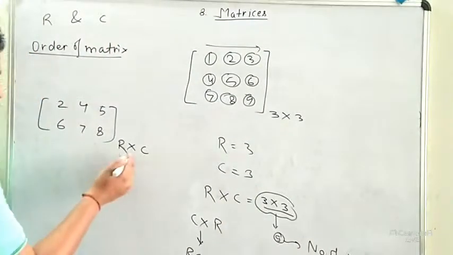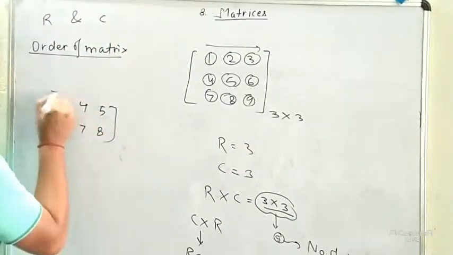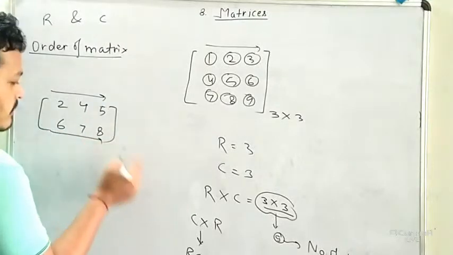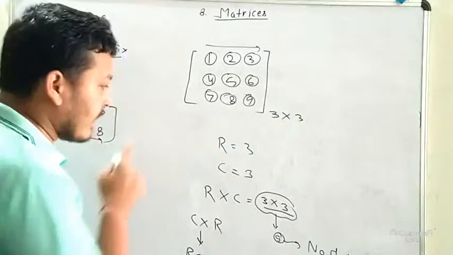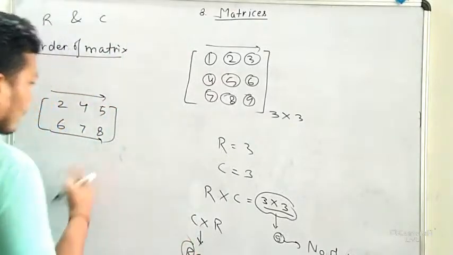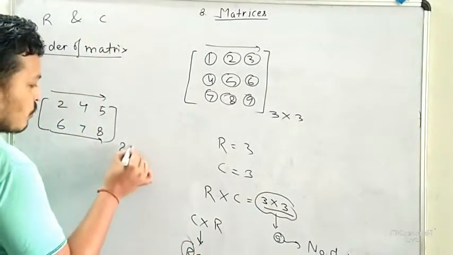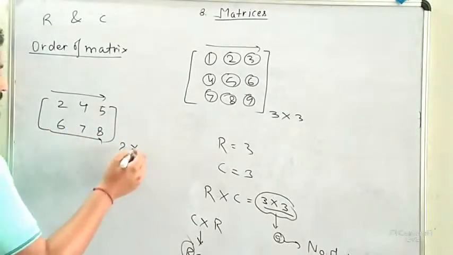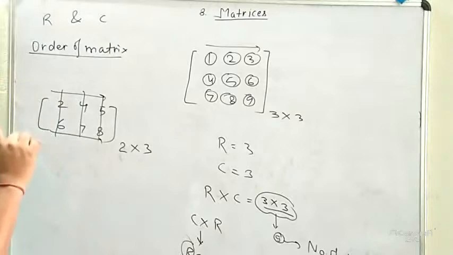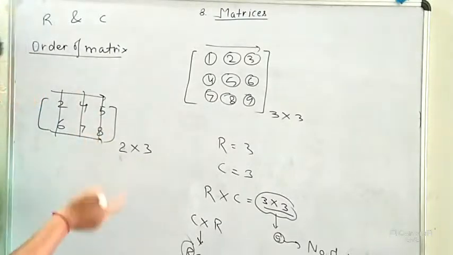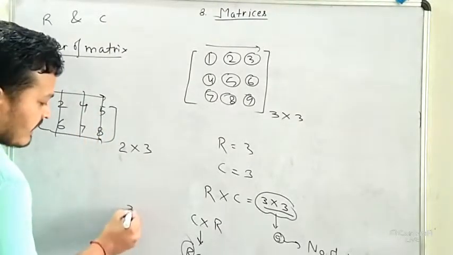Okay, so what is the row and column? The number of rows: first row and second row. As I told you, first will be row and second column will come. What is the number of rows? Row is 2 and column is equal to 1, 2, 3.